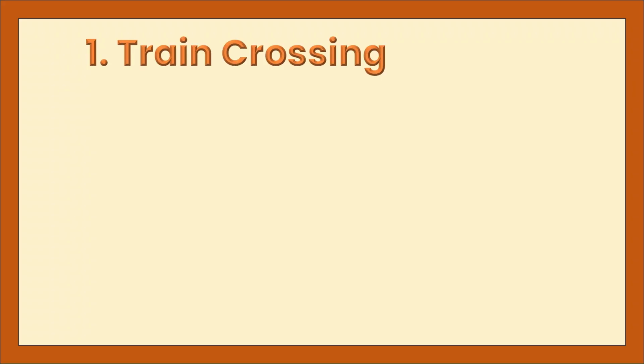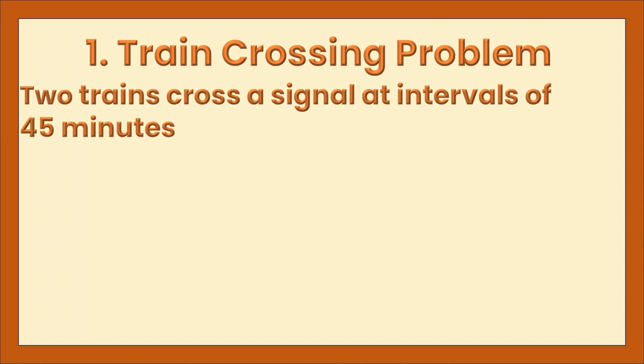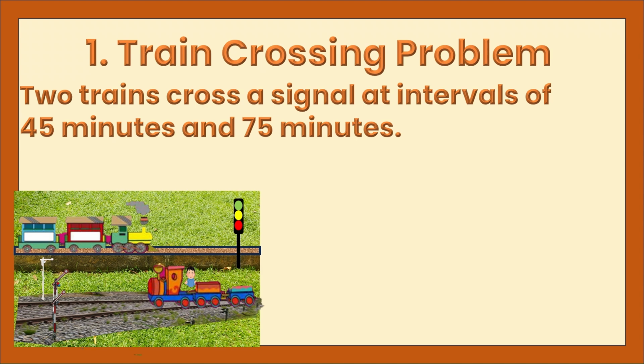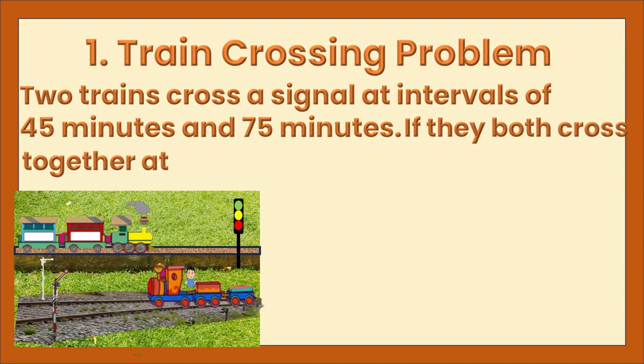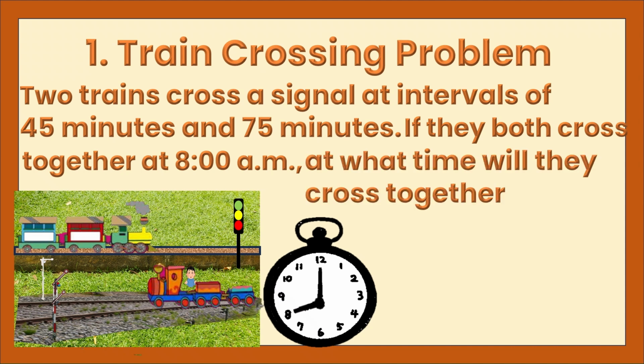Here is our first word problem. Two trains cross a signal at intervals of 45 minutes and 75 minutes. If they both cross together at 8 am, at what time will they cross together again? Now think carefully. Are we trying to divide something into equal groups? Or are we trying to find when events happen together again? Since we are looking for the next time both trains cross together, we need the least common multiple, the LCM.